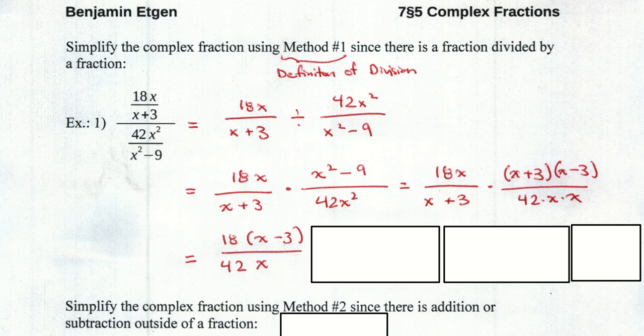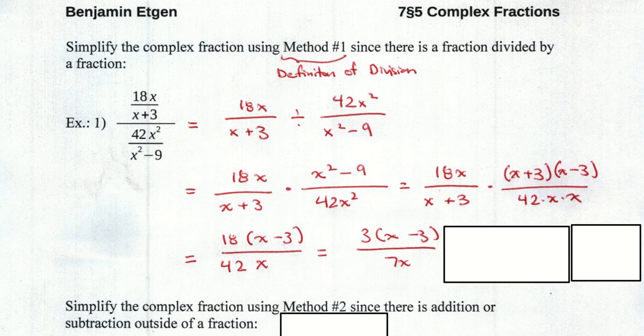So when we do that, we see that the x plus 3's have canceled. We see that a pair of x's have canceled. There's no factor of x by itself in the numerator anymore. Now let's tackle the 18 and the 42. Those are both multiples of 6. So we can factor out those multiples of 6. The numerator is 6 times 3. The denominator is 6 times 7. Those 6's cancel.